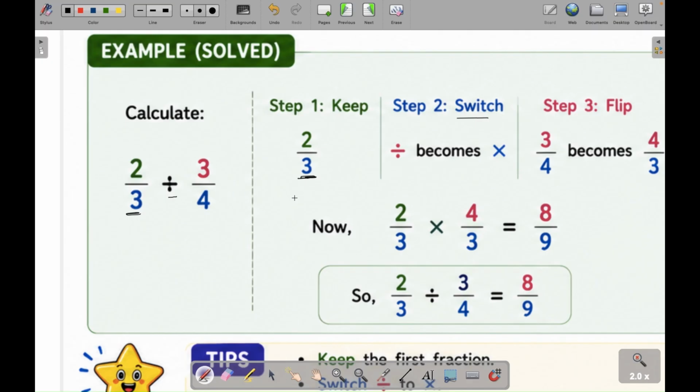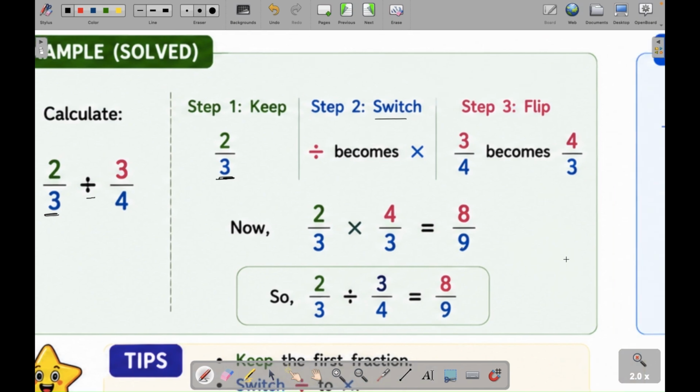So this problem changes to 2 by 3 multiplied by 4 by 3, right? Now, 2 4s are 8 and 3 3s are 9. So 8 by 9 is the answer. Since this is a proper fraction, we don't have to simplify or write it as a mixed fraction.